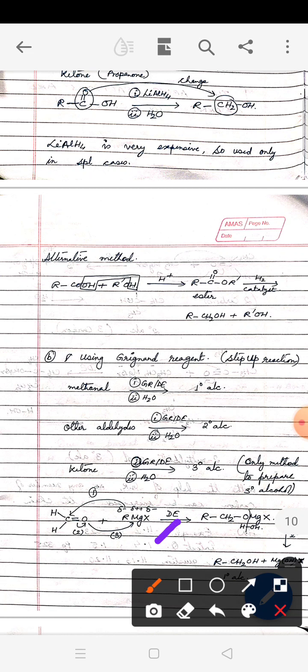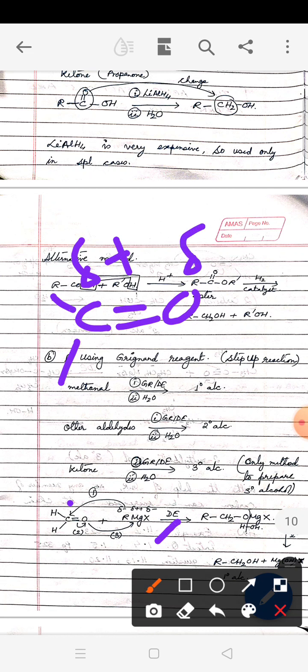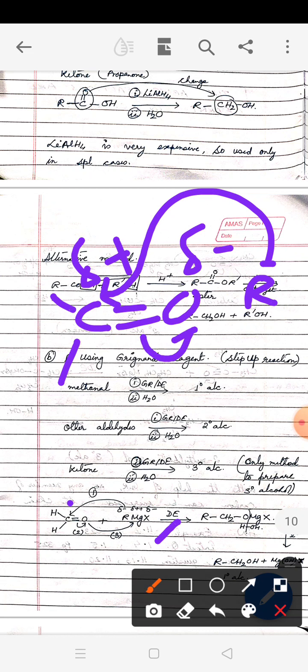So the alkyl group which carries negative charge attacks the carbonyl carbon, since the carbon is attached to oxygen, this carbon is partially positive and the oxygen is partially negative. So any nucleophile out here, as I have written R minus, will attack the positively charged carbon and immediately the pi bond of carbon and oxygen will break and the O will go and get attached to magnesium.